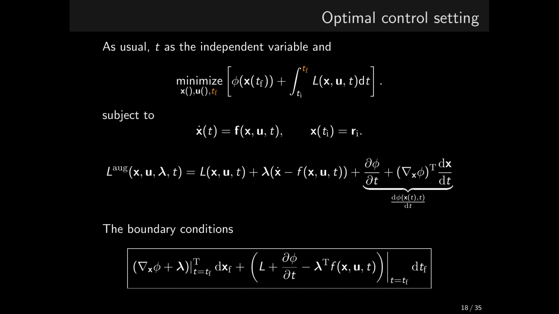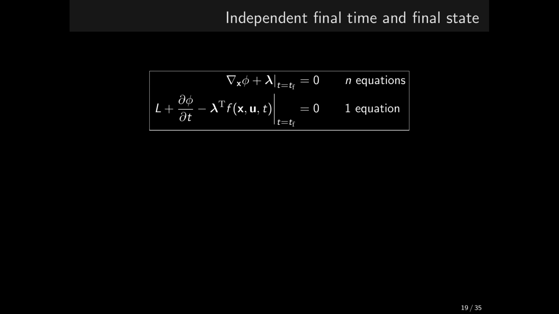Now, if the state at the final time and the final time itself are independent, what's inside the two round brackets must vanish independently. And we get two boundary conditions. In fact, one stands for n equations, where n is the order of the system, while the second one is always a single scalar equation. Hence, n plus 1 equations, imposing the boundary conditions at the final time.